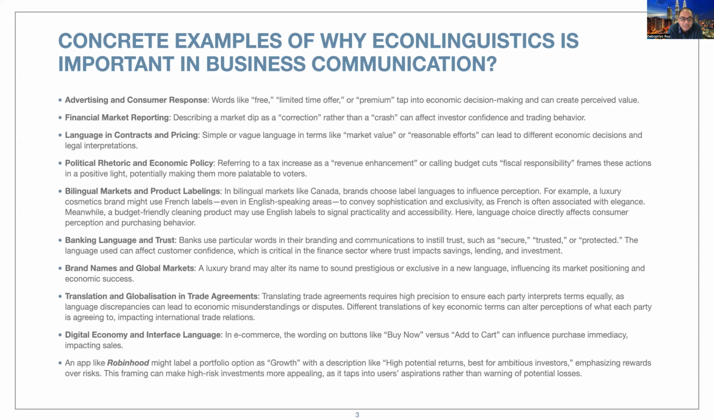Translation and globalization in trade agreements. The translation could be a big thing because a trade agreement can just go haywire if both the parties are not on the same page in terms of understanding what a language means. Different translations of key economic terms can alter perceptions of what each party is agreeing to. And there can be many examples of that, and misunderstanding or disputes that may arise from misinterpreting the language.